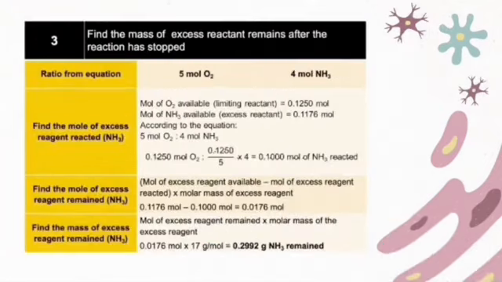For the excess reactant remaining, we calculate how many moles of ammonia react. Using the ratio, 0.125 moles of oxygen react with 0.1 moles of ammonia. We subtract that from the original 0.1176 mole. So 0.0176 mole of ammonia remains. Then we multiply by the molar mass, 17 grams per mole, and the mass of excess ammonia left is 0.2992 grams.